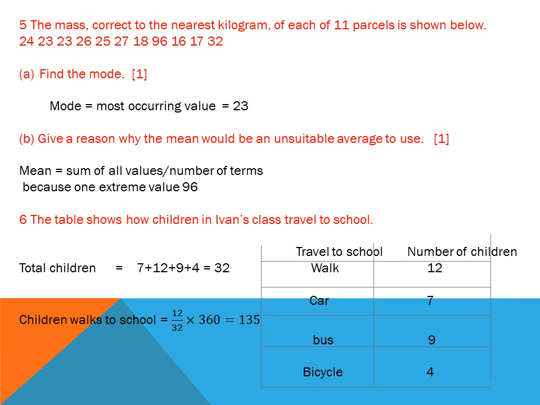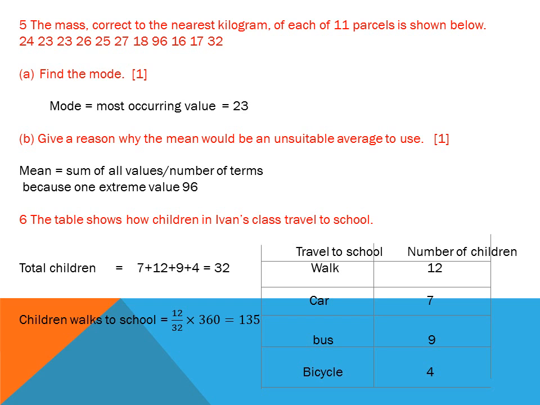In question number 5, the mass, correct to the nearest kilogram, of each of 11 parcels is shown below: 24 kg, 23, 23, 26, 25, 27, 18, 96, 16, 17, 32. Find the mode. The most repeating value, or most occurring value, is called the mode. So 23 is repeating two times, so the mode is 23 here.